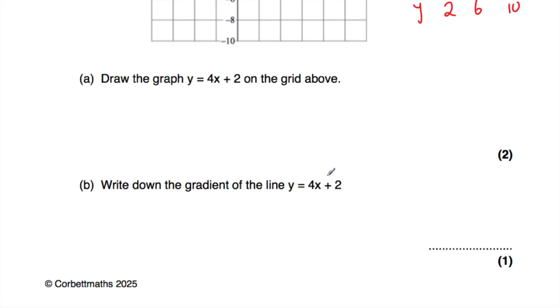Now, if you've learned the equation of a line, y equals mx plus c, you'll see that it's 4x straight away. The number in front of the x, the coefficient of x, is the gradient of the line, so that's 4. Let's go up here and see why.